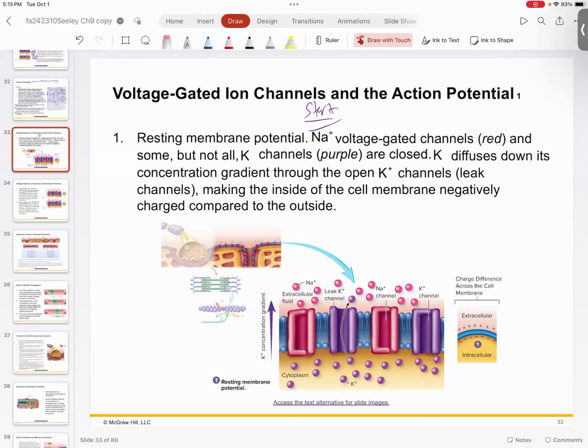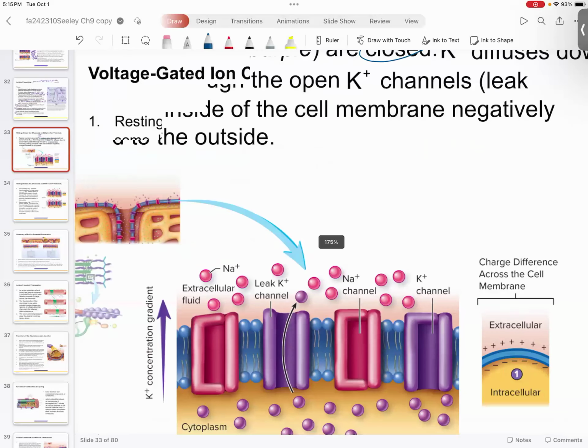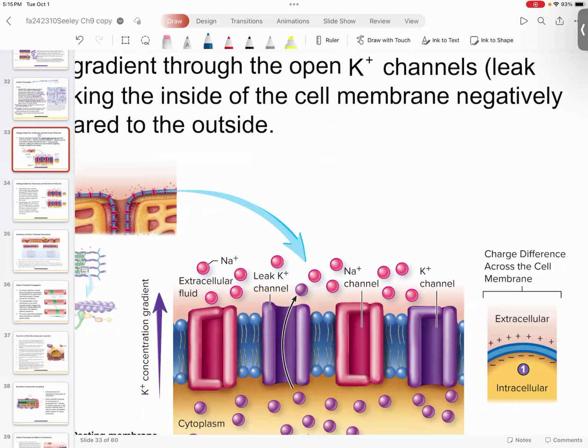So the first thing to understand is when you first take a look at your resting membrane potential, at rest you have essentially a situation where your sodium voltage gates are going to be closed. And so that's these pink guys here, right? So these guys are closed, which maintains your concentration gradient. They're not going to release because you don't want them to release unless you're ready for an action potential. So you're not there yet, right?